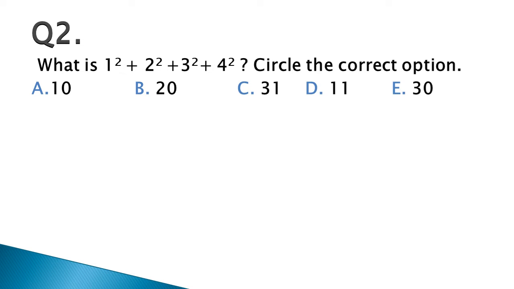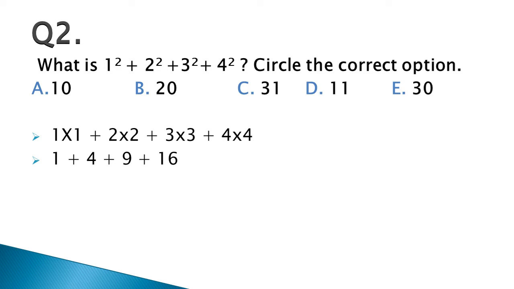So we know 1 squared means 1 times 1, plus 2 squared, which is 2 times 2, plus 3 squared, which is 3 times 3, plus 4 squared, which is 4 times 4. So 1 times 1 is 1, 2 times 2 is 4, 3 times 3 is 9, and 4 times 4 is 16. Once we have solved the square part, we can now add them together. So 1 plus 4 plus 9 is 14. Plus 16 equals 30. So that gives us the option E as the right option.